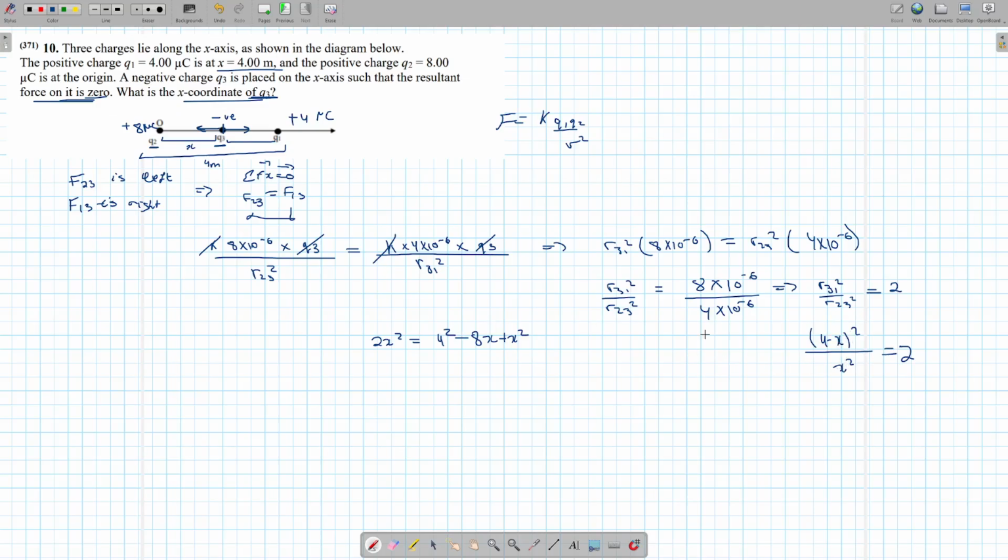Okay, so 2x squared is equal to, expanding this, (a minus b) squared is a squared minus 2ab plus b squared. So you're going to get 2x squared is equal to 16 minus 8x plus x squared. Okay, so you're going to get x squared plus 8x minus 16 is equal to 0, which is, I think this is a perfect square. Is it a perfect square? I don't think so.